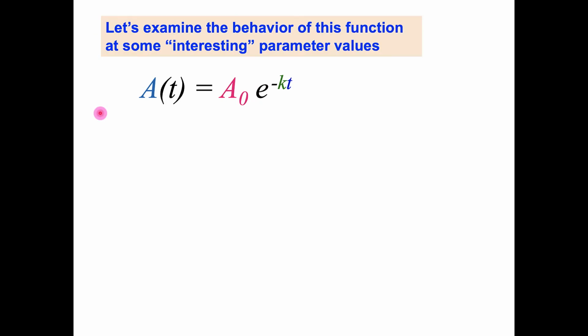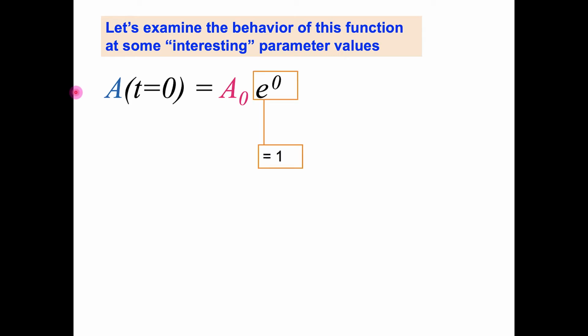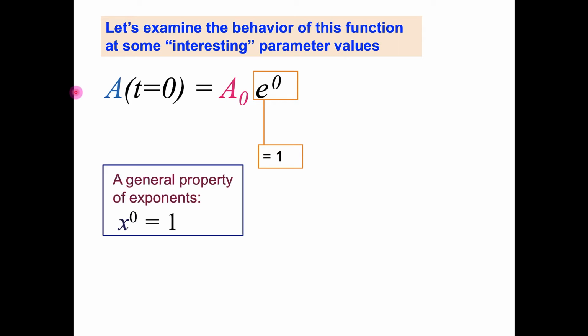To go further, let's examine the behavior of this function at some interesting parameter values. How about we start with at time equals 0. So if t equals 0, then this part here, the negative kt in the exponent, is going to equal 0. Therefore, we just have a naught times e to the 0. But of course, e to the 0 equals 1. And that's not a special thing about e. It's a general property of exponents. Any x raised to the 0 power equals 1.